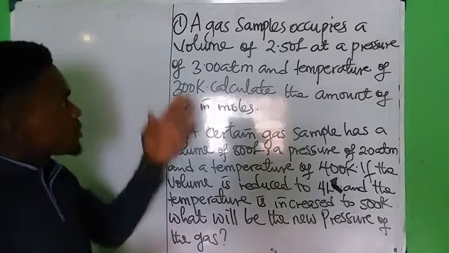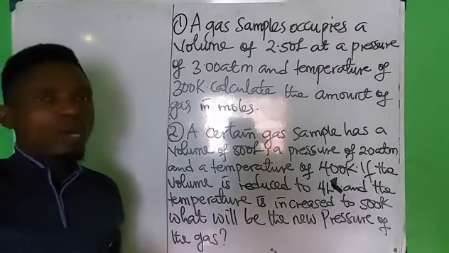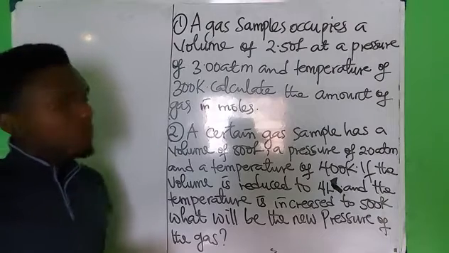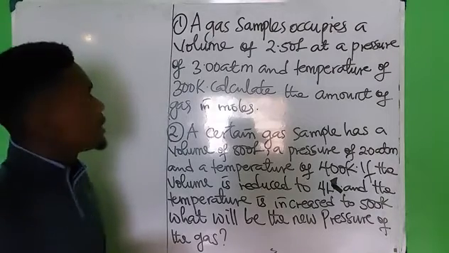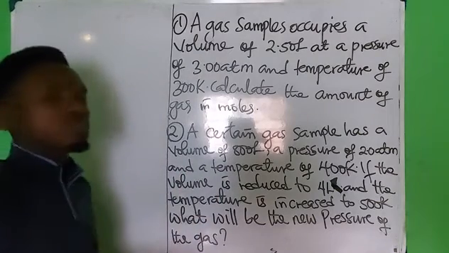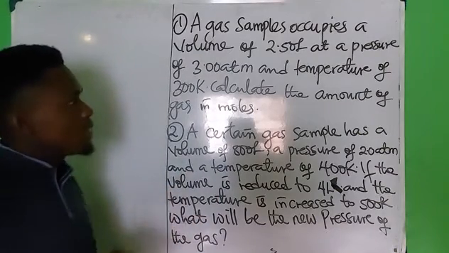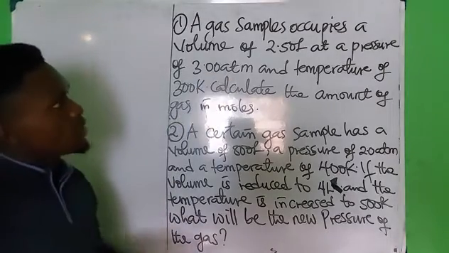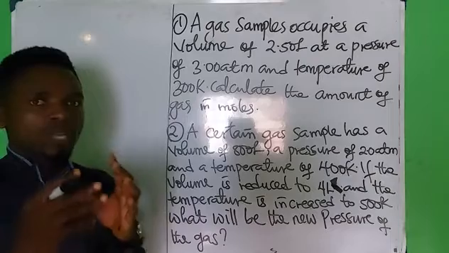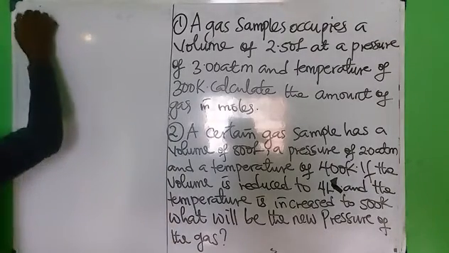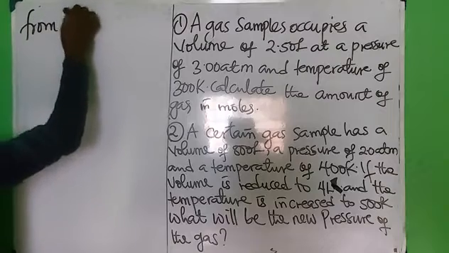So the first one says a gas sample occupies a volume of 2.50 liters at a pressure of 3 atmospheres and a temperature of 300 Kelvin. Calculate the amount of gas in moles. Whenever it's this kind of question in gas laws, it tells you we are using the ideal gas equation.